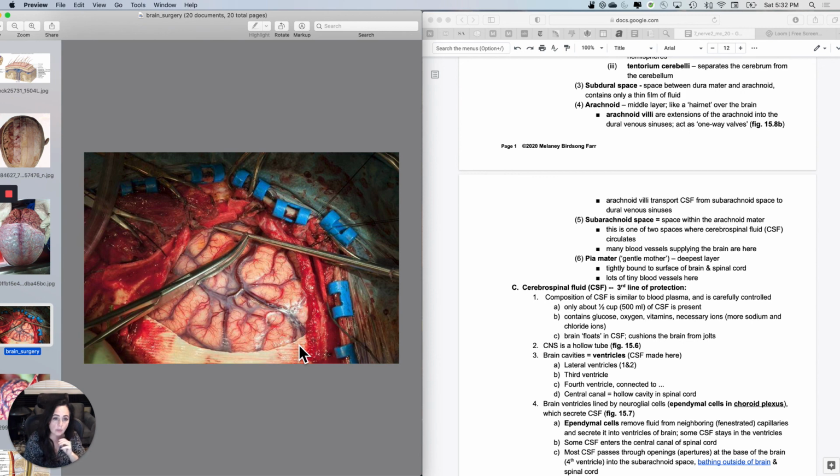Okay, so that is all of the layers of protection that are immediately around the brain, except for now we'll get into cerebrospinal fluid and the blood-brain barrier. We'll do that one in the next one.